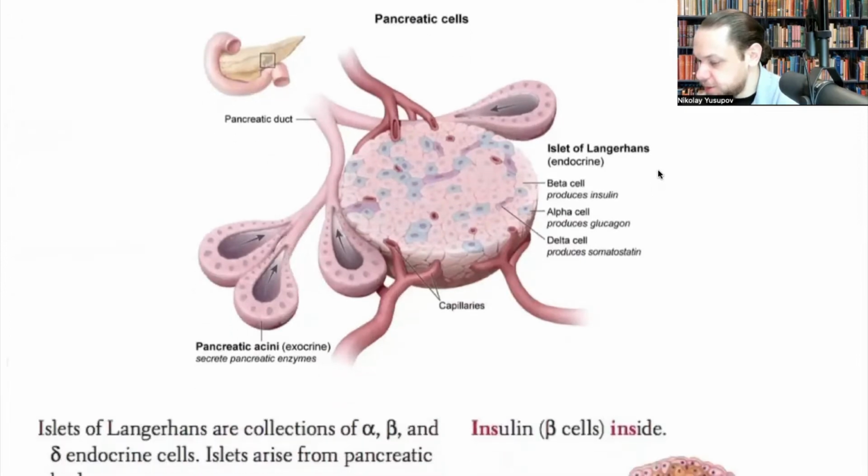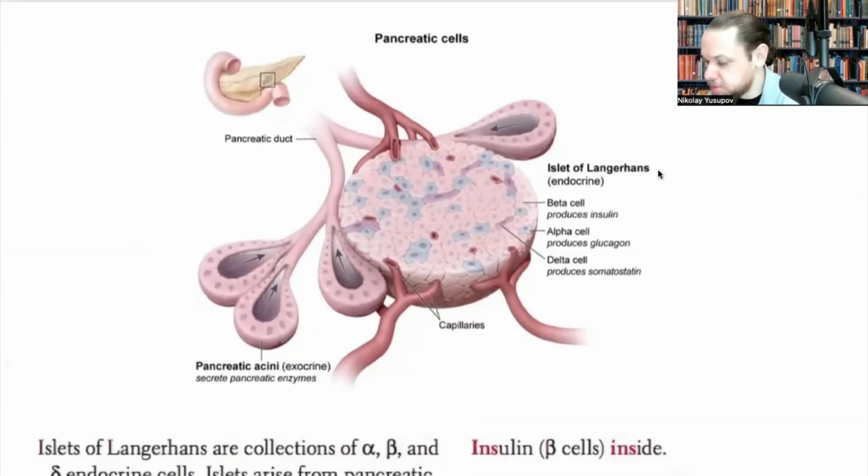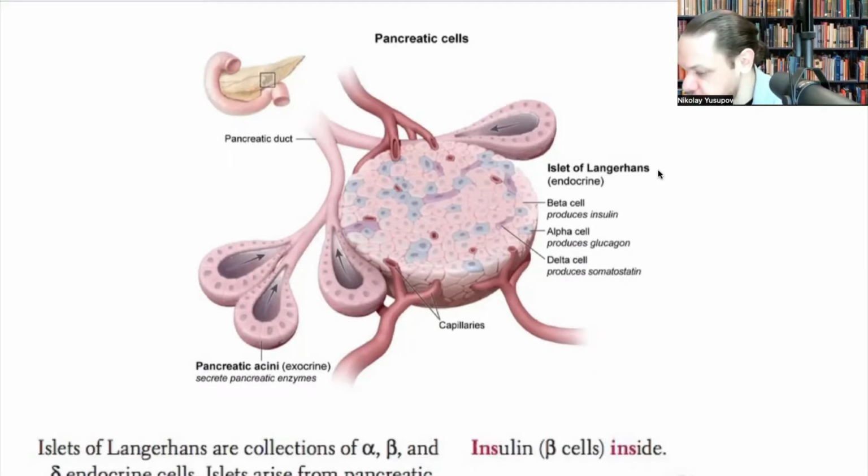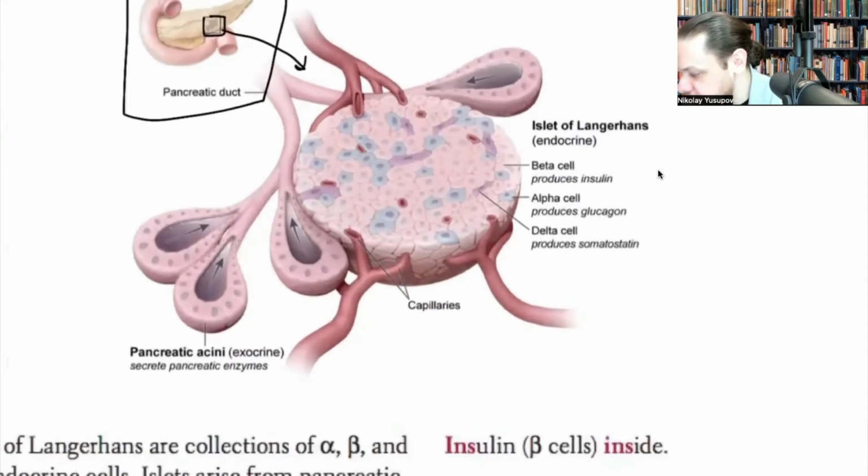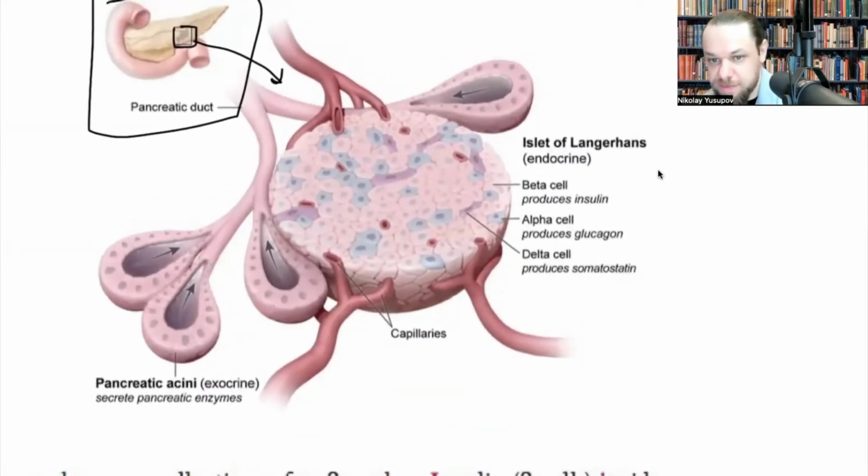All right. So here we see a pancreatic cell, and we're going to talk about different cells of the islets of Langerhans and what they produce. Here we see the pancreas, which is drawn out here, and in this box they magnified it, and we see the following cells. The ones we definitely need to know for this exam are the ones that I'm going to highlight here.